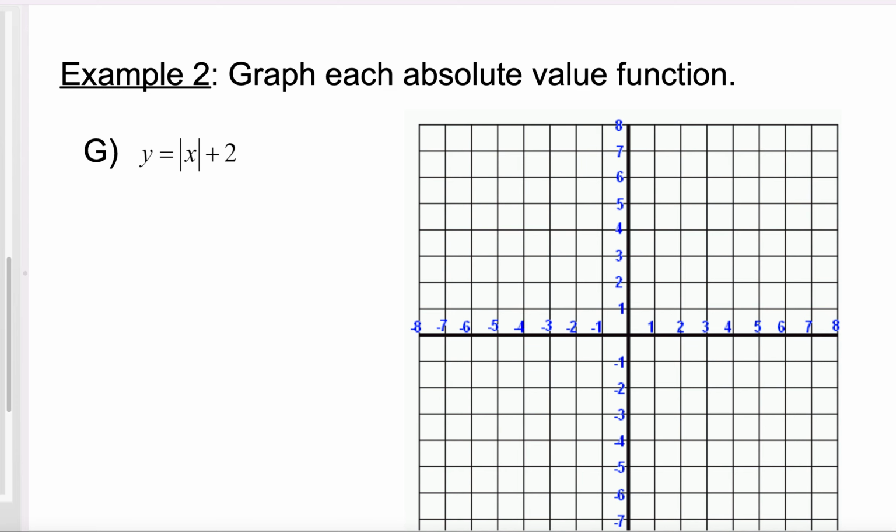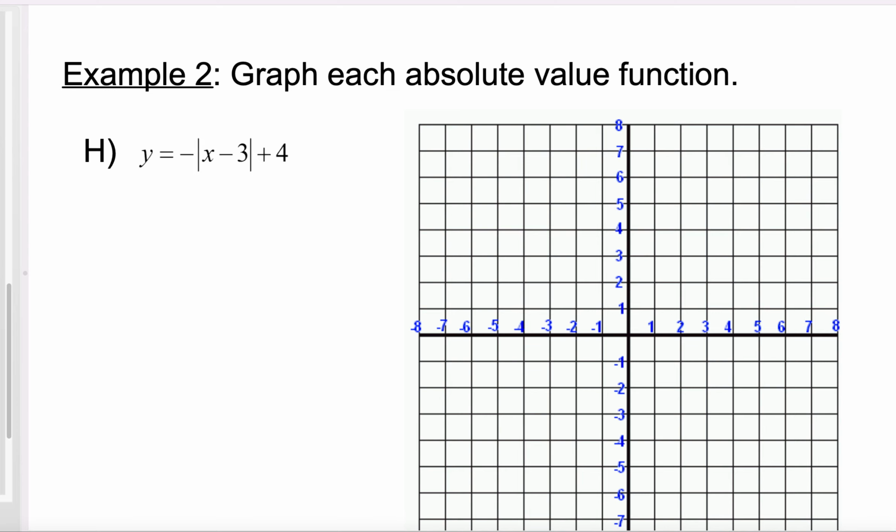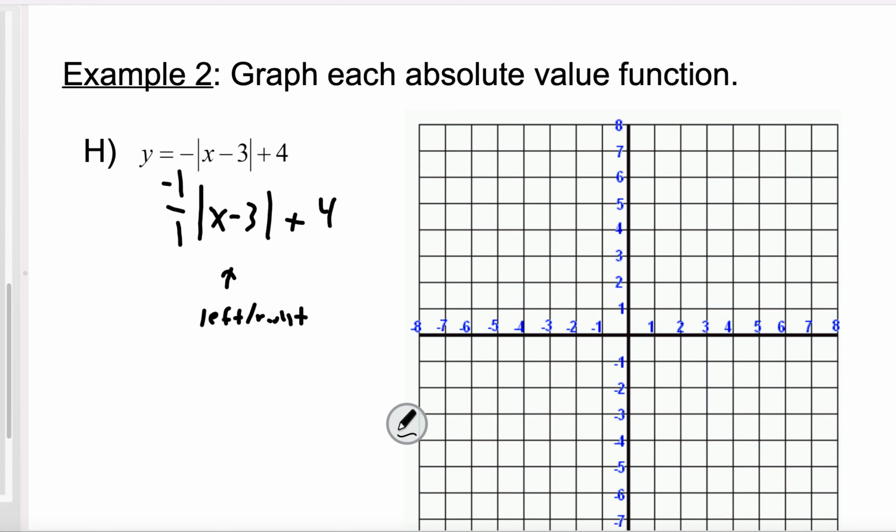That one we already did, so I don't want to do that one again. Let's go to letter H there. We've got this -1 over 1, and then we've got this x minus 3 on the inside, and on the outside we have a +4. So remember, on the inside here, this is left or right. In our case there, you would think that it should move it to the left because it's a minus, but nope, it's going to be right 3. And you would think on the outside here, this is the up or down, and you'd think this would be up 4, and it is. It is up 4.